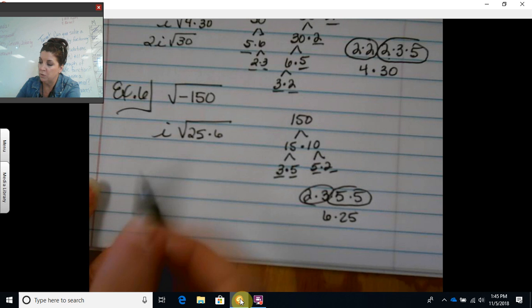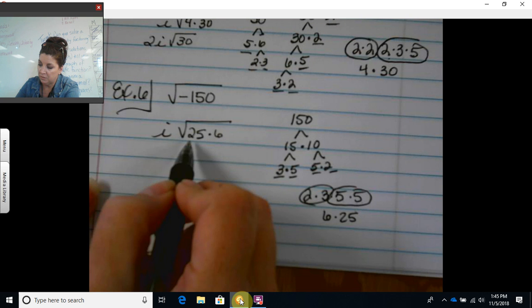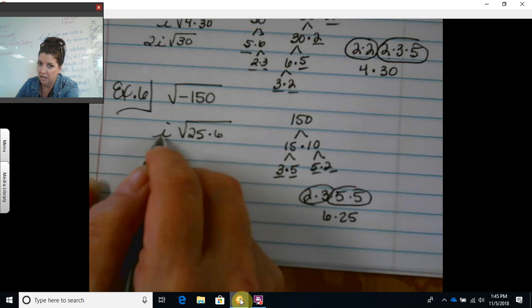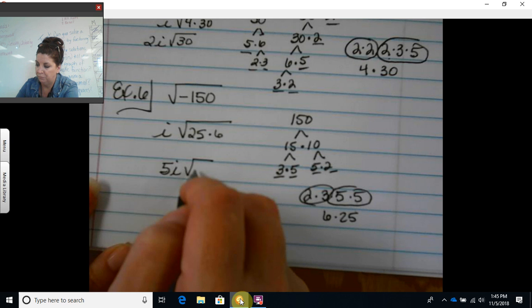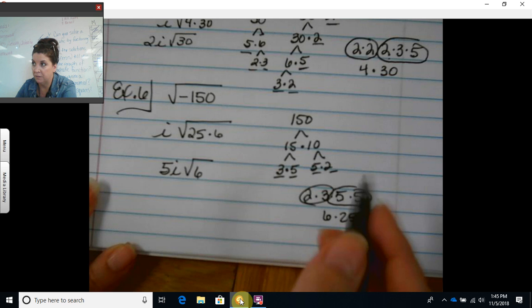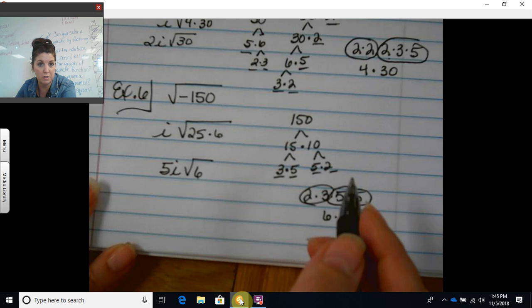Okay, what's the square root of 25? 5. I got the i already out there, so I multiply. 5i square root 6. Does 6 have any perfect square factors other than 1? Nope. So that's my answer.